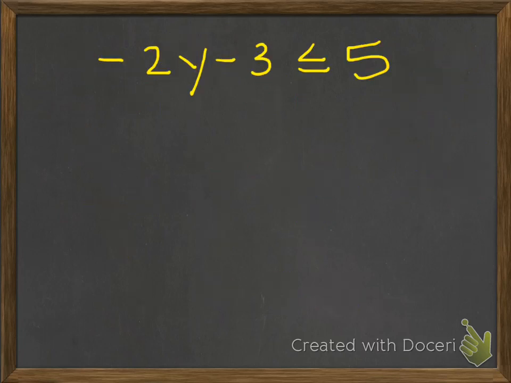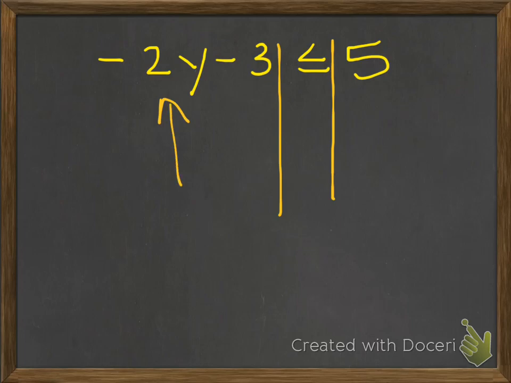Let's do another one. -2y minus 3 is less than or equal to 5. Same thing. This is going to act the same way as an equal sign. You ignore it until your last step. We're just going to bring it down. Find the side of the inequality that has the variable. That's over here, -2y. So I'm going to start working on that side. I want to combine my constants first.